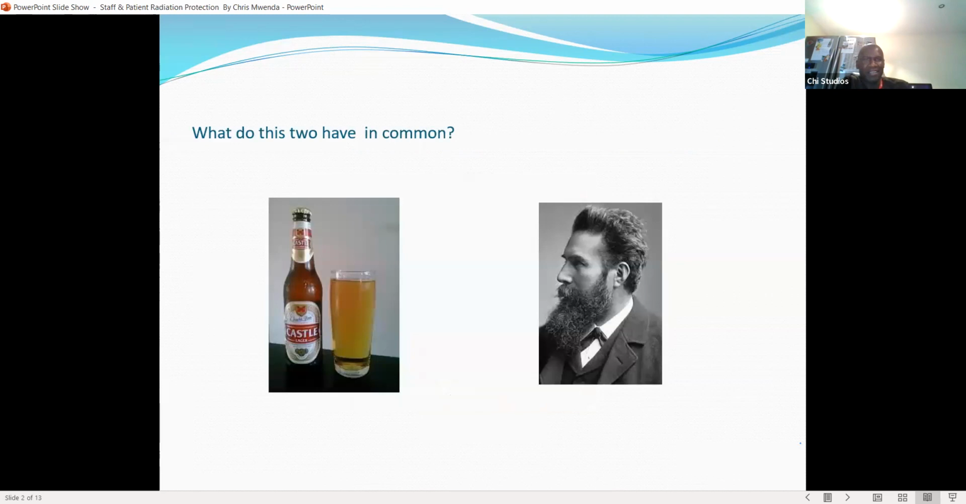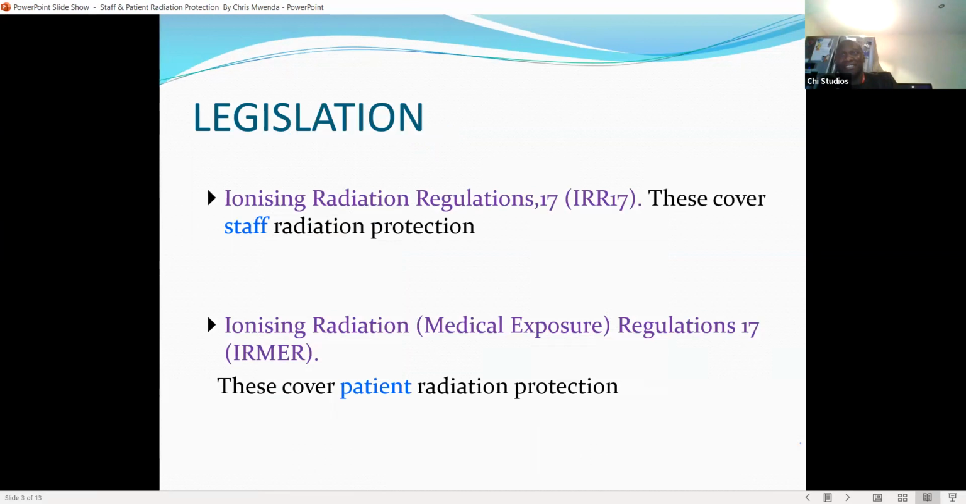I chose this slide because when I was in Zambia, most people like to take that drink. And that gentleman, if everybody remembers him, was one of our famous people. That's Mr. William Röntgen and the Castle. The reason I put them here is that both of them started making the beer, and he discovered the X-ray in the 1890s. So they collided. What a coincidence. Everyone knows Röntgen discovered the X-ray by mistake. Although he didn't know what he had discovered, they were looking at this black thing and said, okay, we call it X-ray. That's how the name X-ray came about.